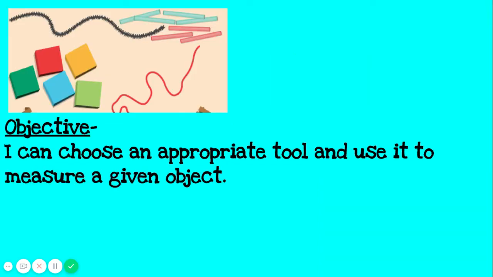Our objective. You can repeat after me. I can choose an appropriate tool and use it to measure a given object. So, boys and girls, we have been learning about measurement all week long. We're going to continue learning about measurement today. So, we're going to choose the appropriate tool. That means we're going to choose the best tool and use it to measure an object.